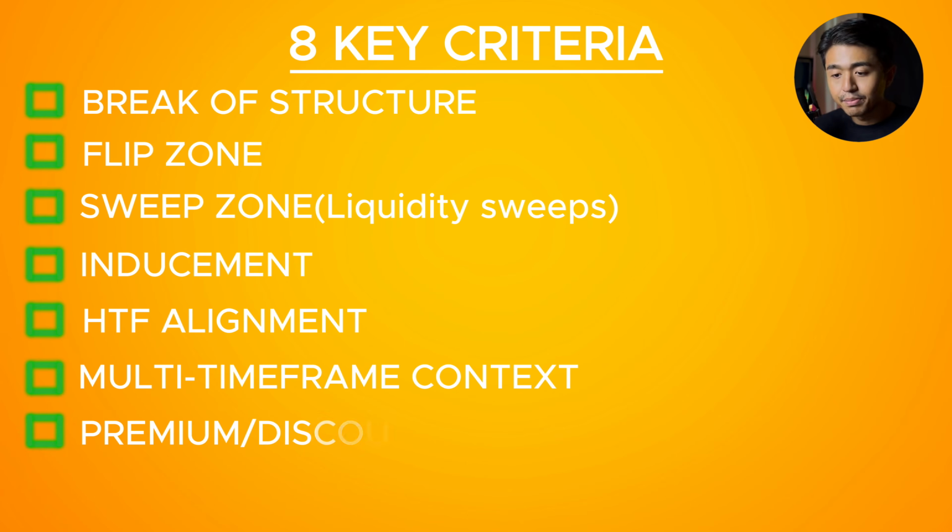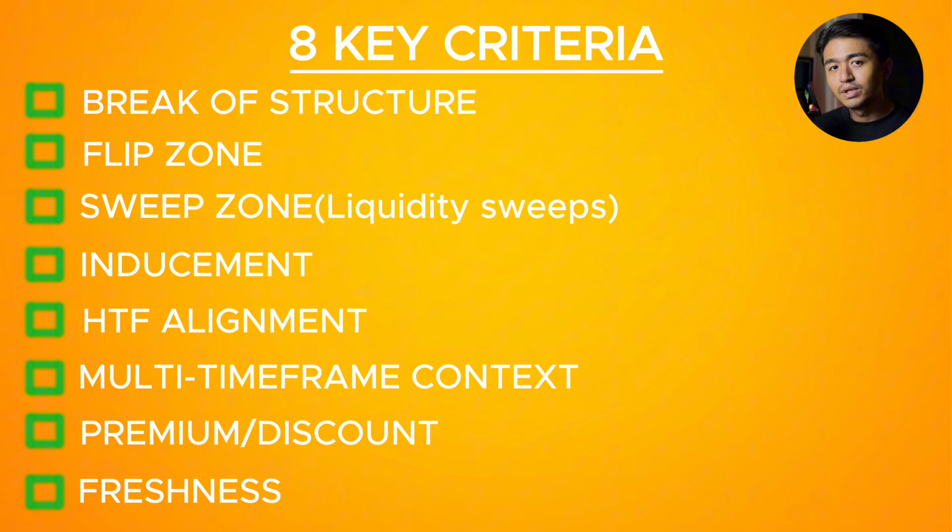Number 7, premium or discount. Buy demand in discount, lower 50%, sell supply in premium, upper 50%. Number 8, freshness. Untouched zones are the strongest. Each retest weakens the order flow. If a zone checks several of these boxes, it's likely institutional, and therefore higher probability.